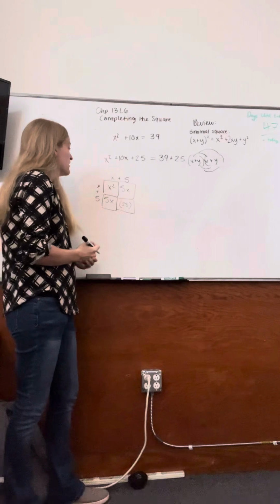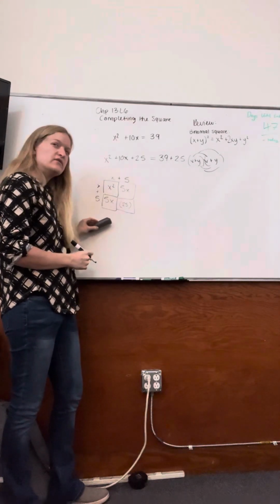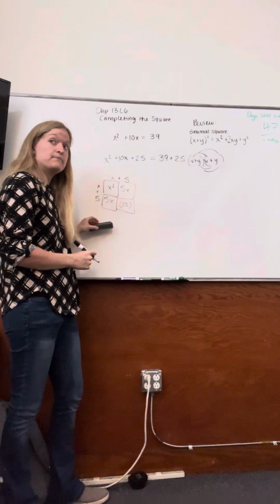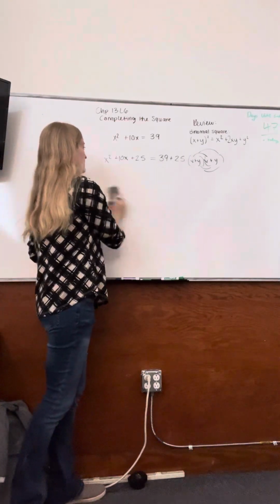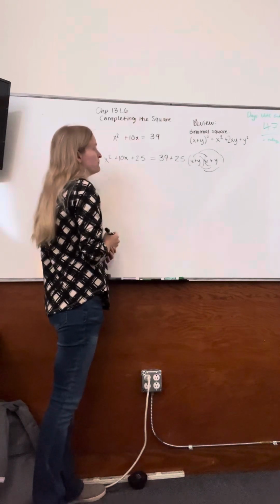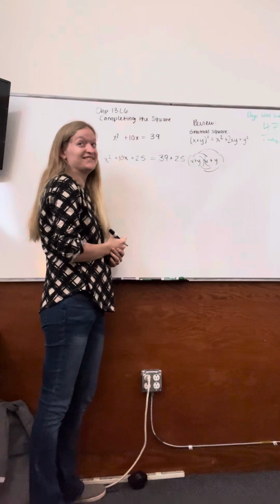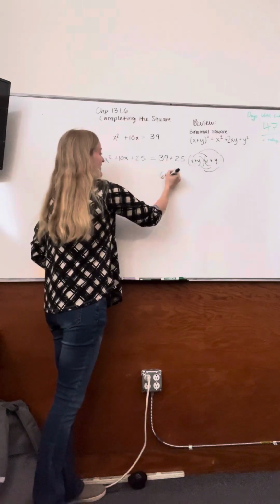Okay, this is where it gets a little easier. Do you guys have this square written down? Can I erase that? Okay, so 39 plus 25 is what number? 64. Okay, 64. All right.